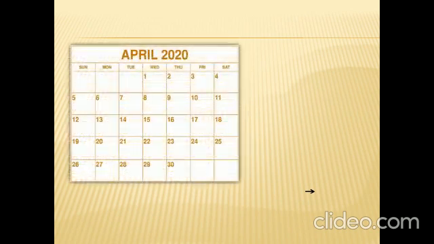Alright then, let's move on to some exercises. Here you see the month of April in 2020. What's the first question? Which day of the week is 4th of April? Look at the calendar, find the date 4th and see what's the day that 4th has fallen on. It's Saturday, isn't it?